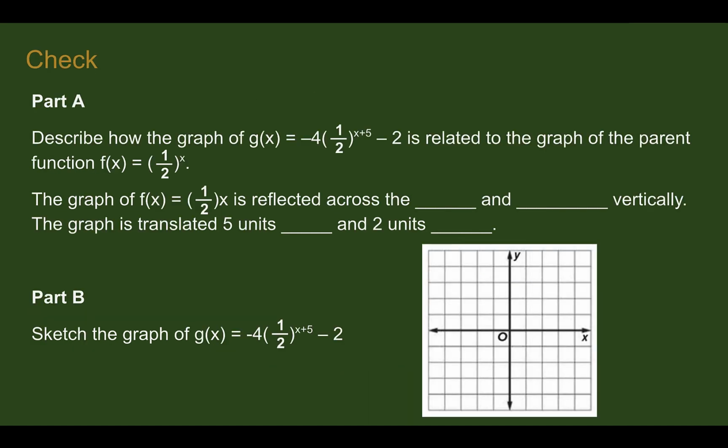Check your understanding. First, describe how the function of g of x relates to the function of f of x. Then, in part B, sketch the graph of the transformation. Pause the video now and complete the check.